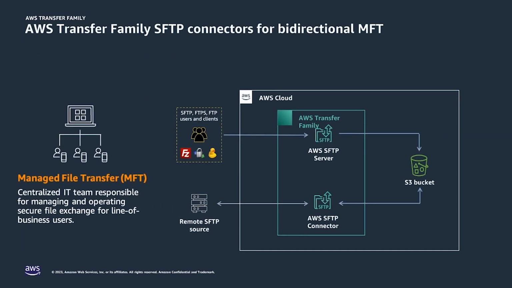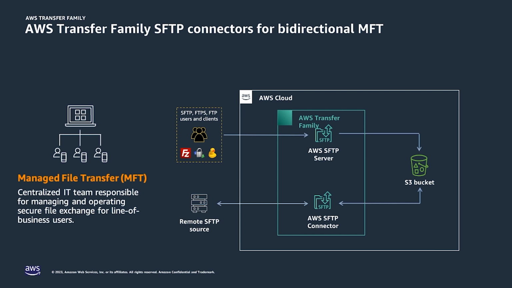When an MFT architecture includes both server and client operations, we call that a bidirectional MFT workflow. And with the introduction of SFTP connectors, AWS Transfer Family now supports bidirectional MFT by providing both a fully managed listening endpoint for SFTP, FTPS, or FTP, as well as a fully managed connector for outbound SFTP.